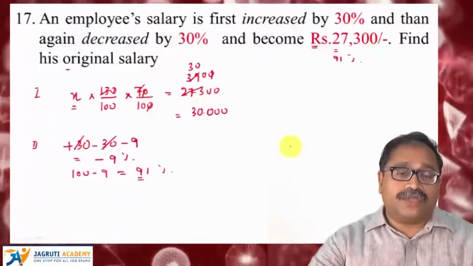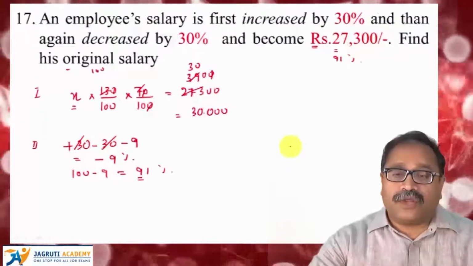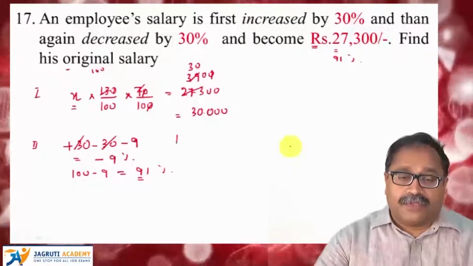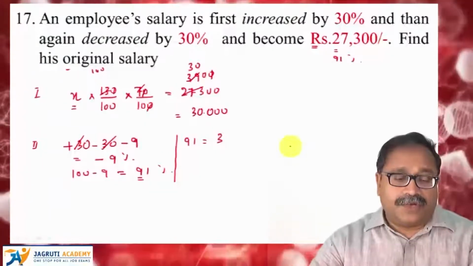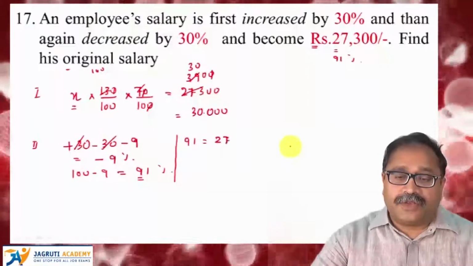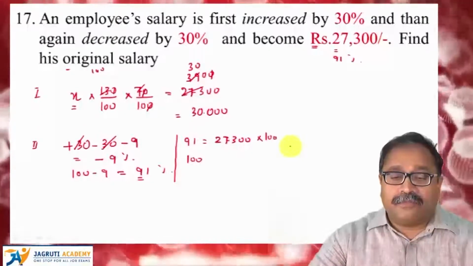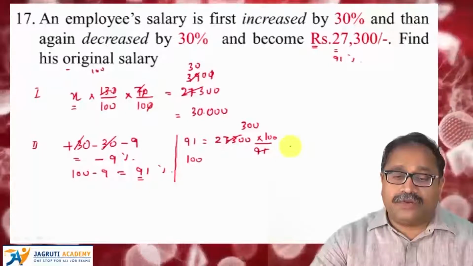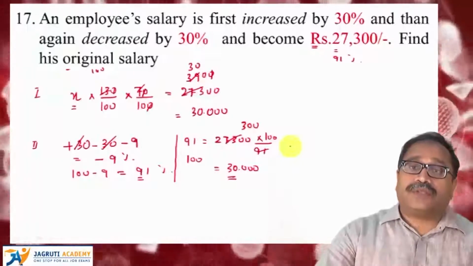You are asked to find out the original salary, and that original salary is always 100%. So when I know 91%, I can always find out how much is 100%. Let's begin that. If 91% is equal to 27,300, then what is 100%? So 27,300 into 100 by 91, and I can see this gets cancelled 300 times, so 300 into 100, which is equal to 30,000. So this is your original salary.